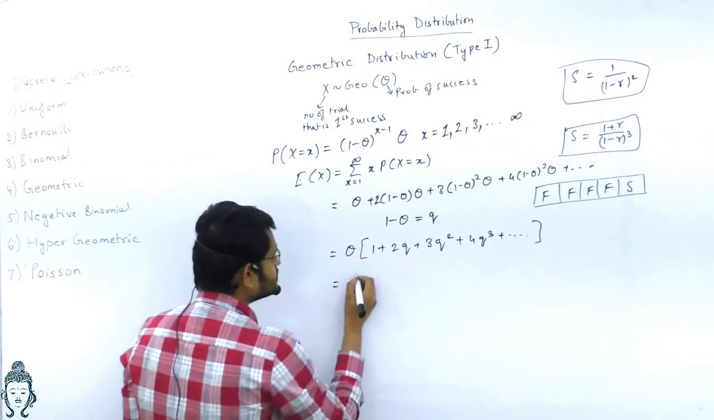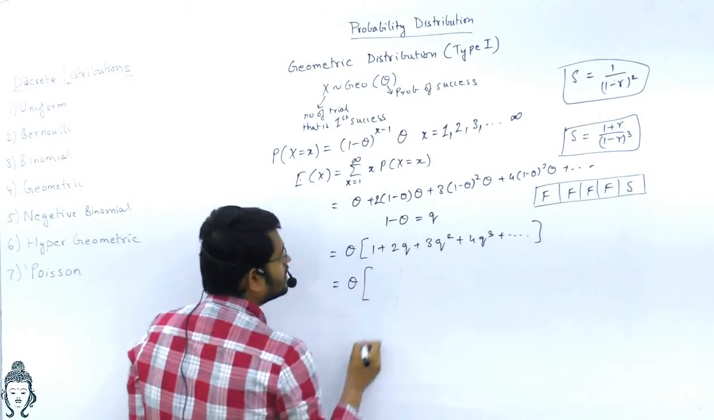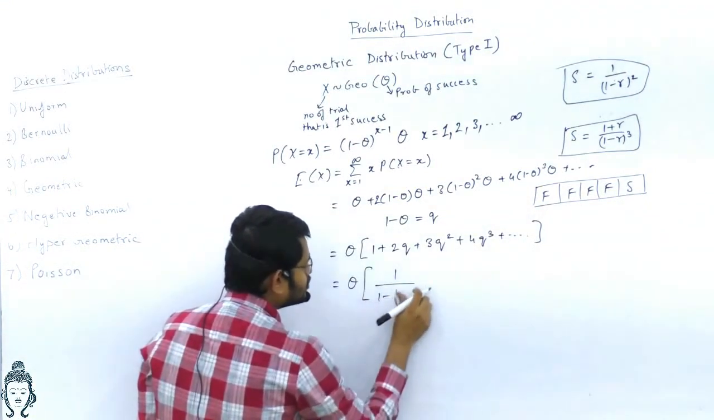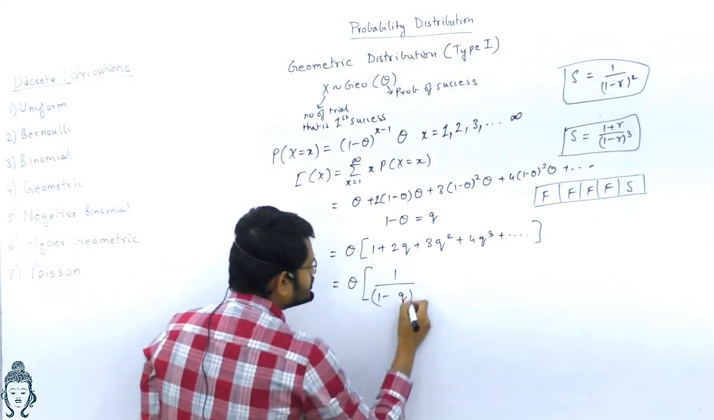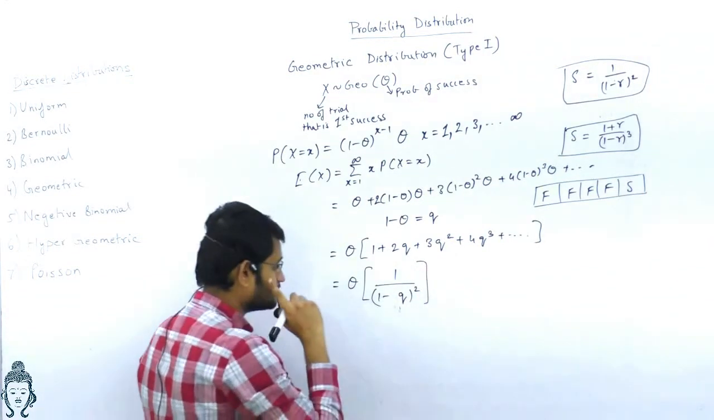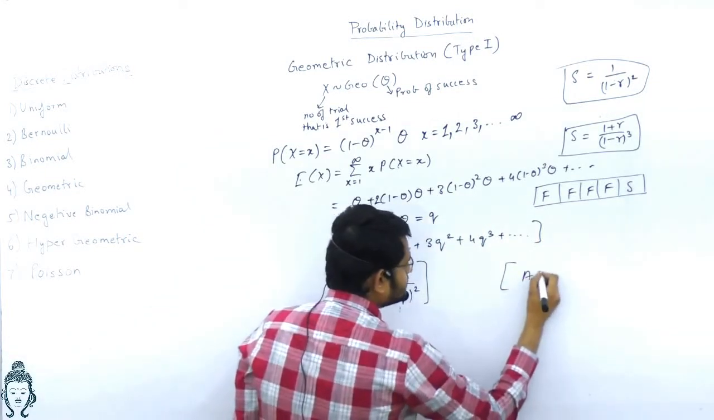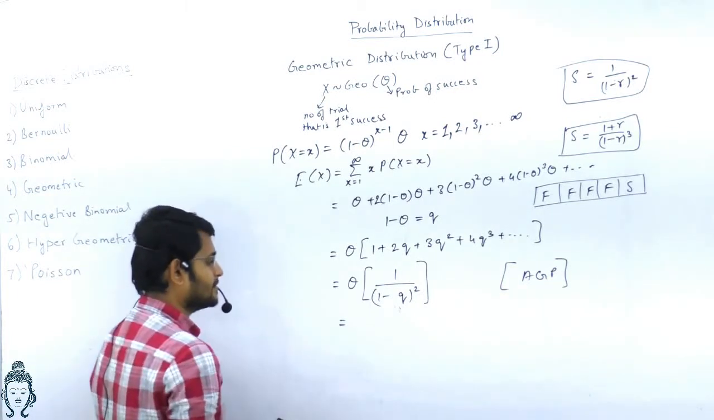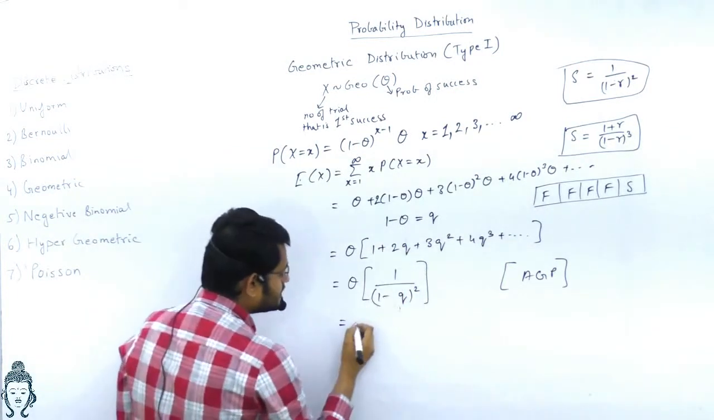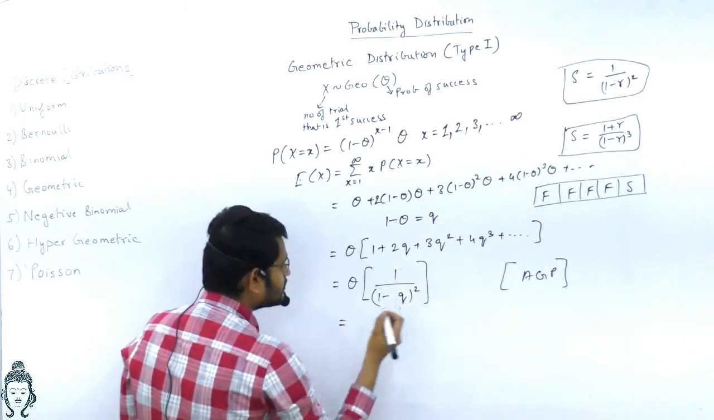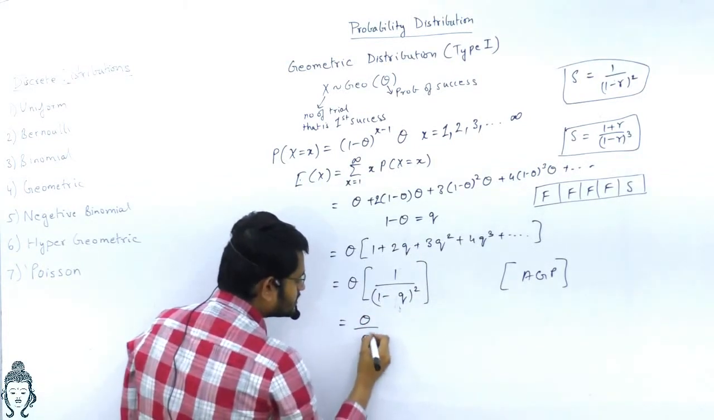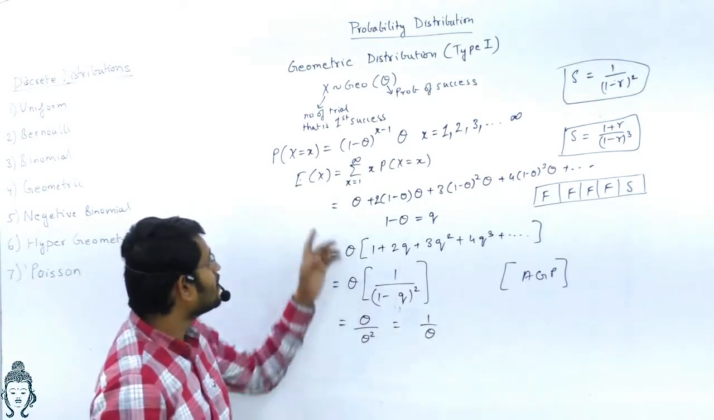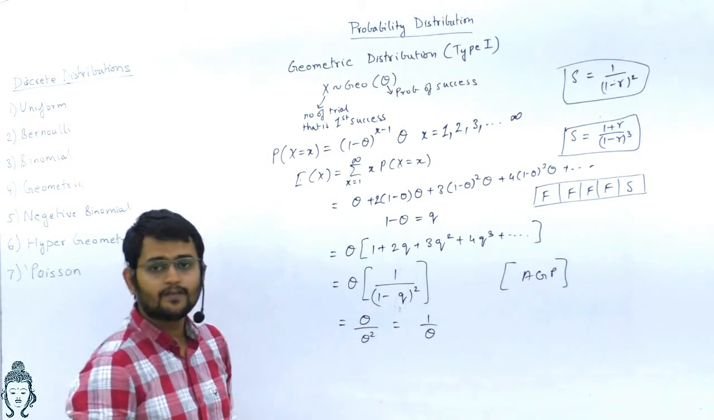We can directly use this, and I can write theta into 1 upon (1 minus q) the whole square. Just write AGP. q is nothing but 1 minus theta, so 1 minus q is just going to be theta. So I'll get theta upon theta square, or 1 by theta. This becomes our expected value of the geometric distribution, that is 1 by theta.